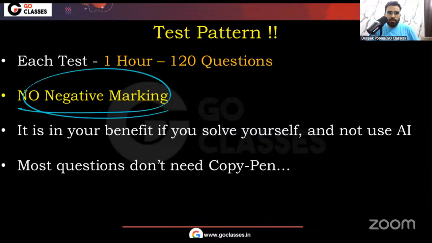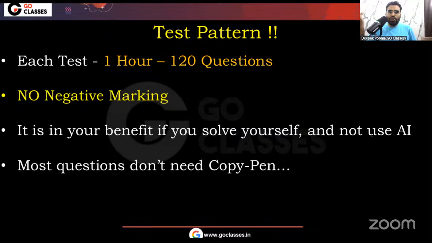And there is no negative marking, because remember, the AI will not make mistakes. Nowadays, AI can give you the correct answer for almost all the questions. So AI is not going to get negative marking. That is the reason, to benefit the genuine students, we are making sure that there is no negative marking.